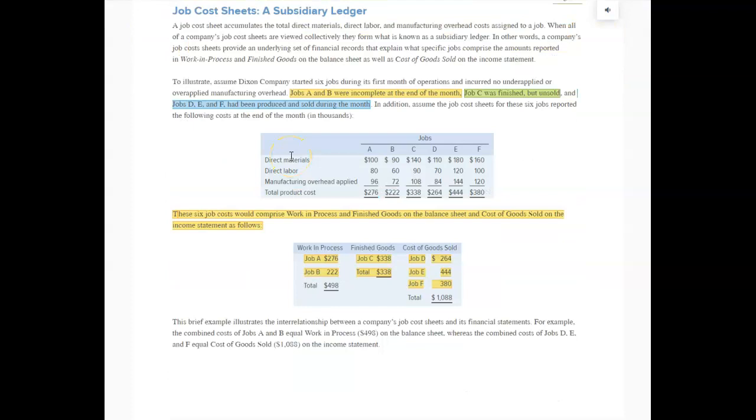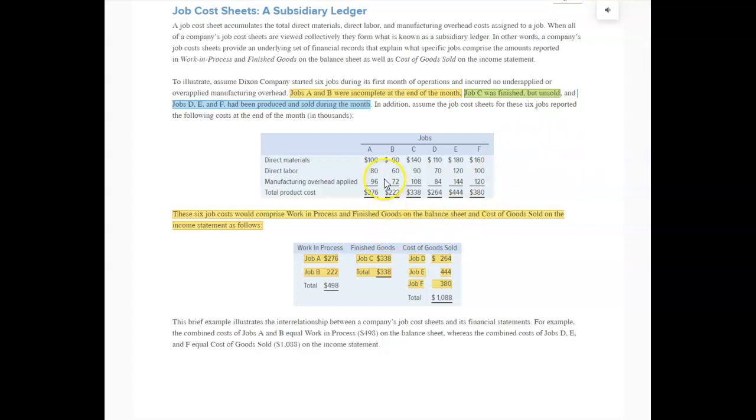This example is showing us that we had 6 jobs that we worked on during the month. Each job, A through F, has its own materials, its own labor, and its own overhead that was applied. So job A, we had $100 materials, 80 labor, 96 overhead. And so for each job, you have each one of these. At the end of the month, let's find out where these jobs ended up.